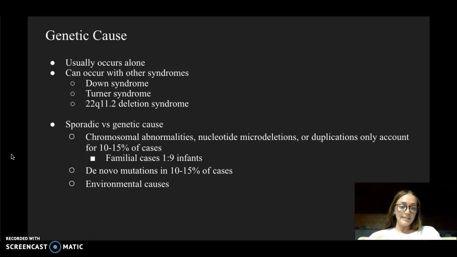So it's really important that obviously, even if you don't have a history of heart problems in your family, being able to understand the environment that you're in can also have an effect on some of the development of the child.